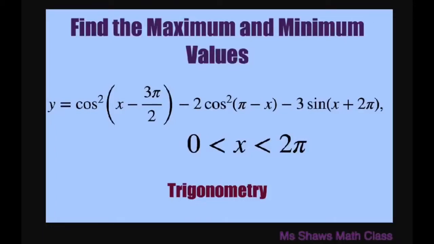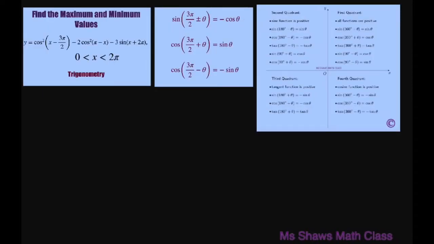Everyone. We're going to find the maximum and minimum values of this equation over the interval 0 to 2 pi. We're going to first use reference angles to simplify this. So for the first one, we have cosine of x minus 3 pi divided by 2. Since we have this minus here, these are flipped around, but it still equals negative sine of x.